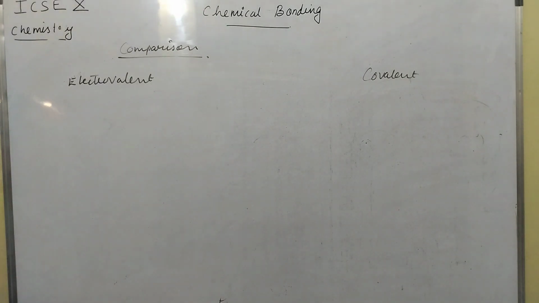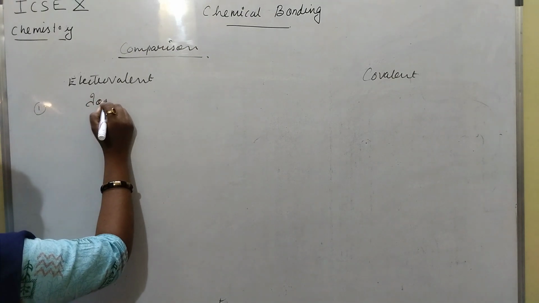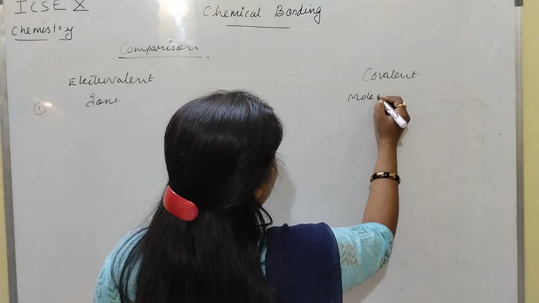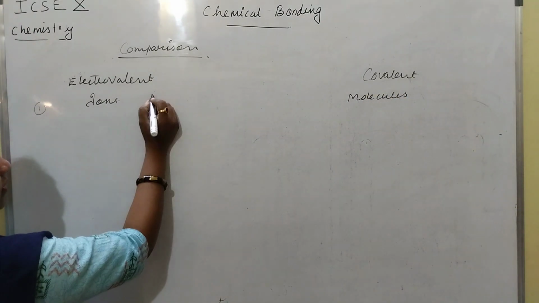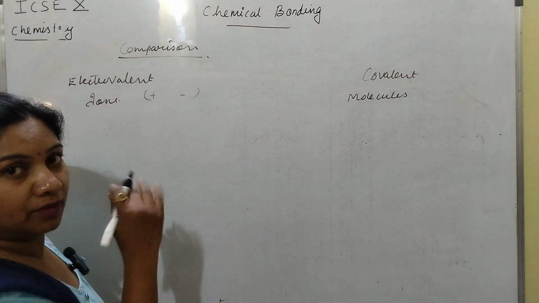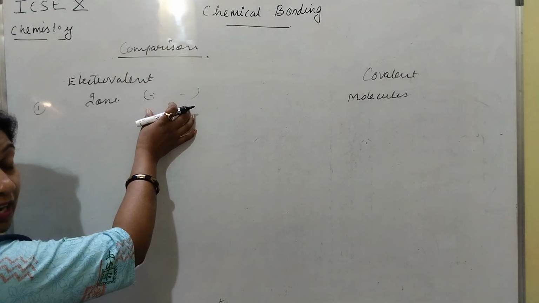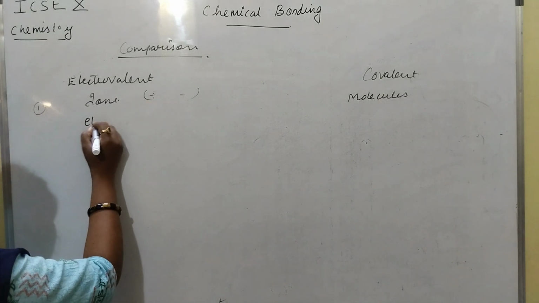So the first comparison is the nature of electrovalent compounds and the nature of covalent compounds. We all know that electrovalent compounds are made up of ions and covalent compounds are made up of molecules. That's why we call electrovalent compounds ionic compounds and covalent compounds molecular compounds. The first, it is made up of ions, and it is made up of molecules. If it is made up of ions, plus and minus, cation and anion, opposite charges attract each other and develop a very strong electrostatic force of attraction.